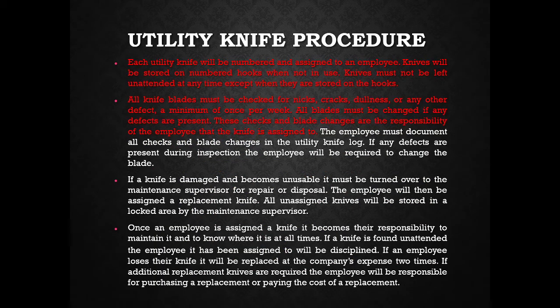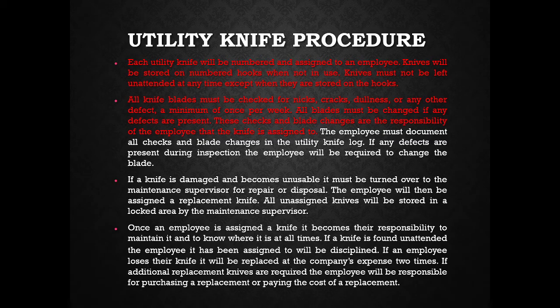Utility knife procedure. Each utility knife will be numbered and assigned to an employee. Knives will be stored on numbered hooks when not in use. Knives must not be left unattended at any time except when they are stored on the hooks. All knife blades must be checked for nicks, cracks, dullness, or any other defect, a minimum of once per week. All blades must be changed if any defects are present.